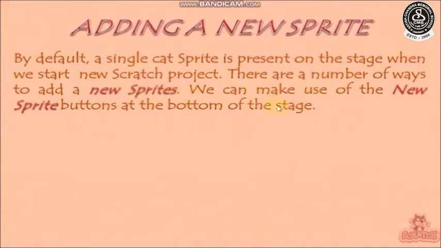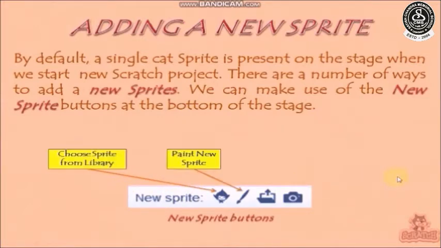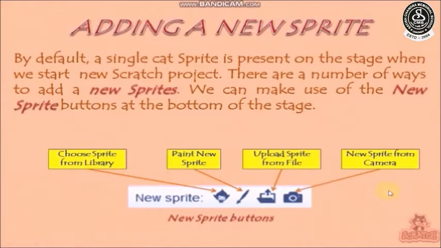We can make use of the new sprite buttons at the bottom of the stage. So here are your new sprite buttons at the bottom of the stage. First one is choose sprite from library. Next is paint new sprite. Third one is upload sprite from file. And the fourth one is new sprite from camera.